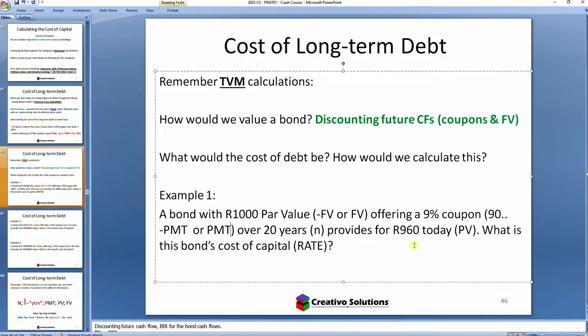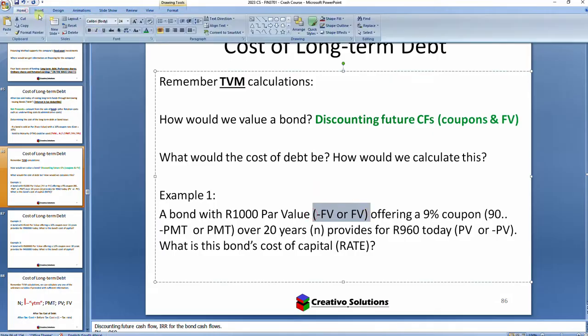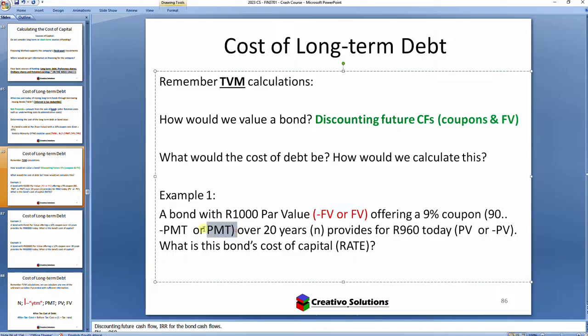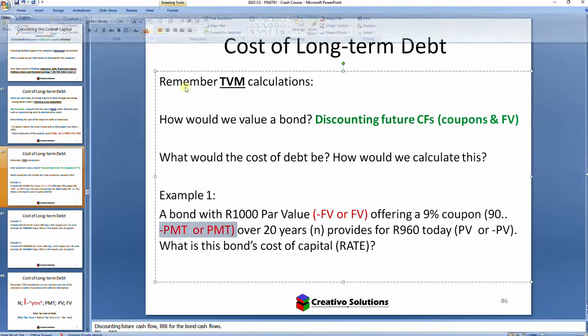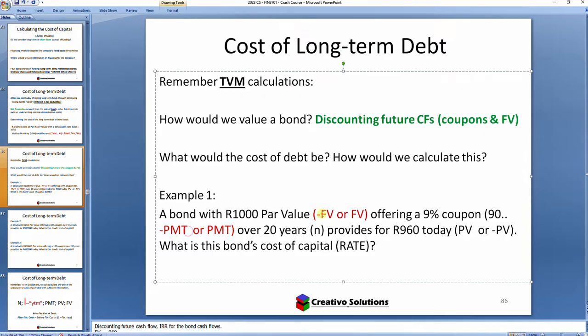Then make the FV the opposite of the PV, so that they relate. You can decide which is better for you, but just be careful with that. The FV and the PMT, those two must be the same. So either both negative or both positive. And then the PV will be the opposite.